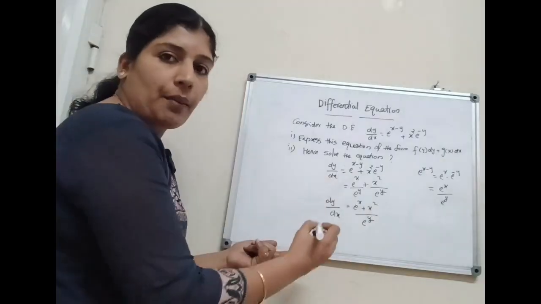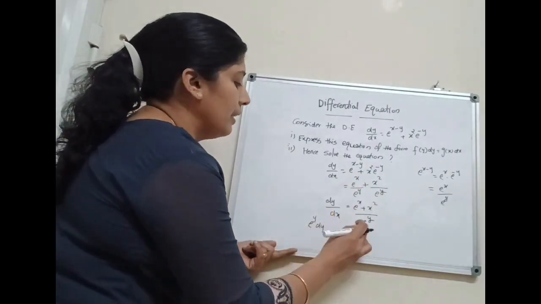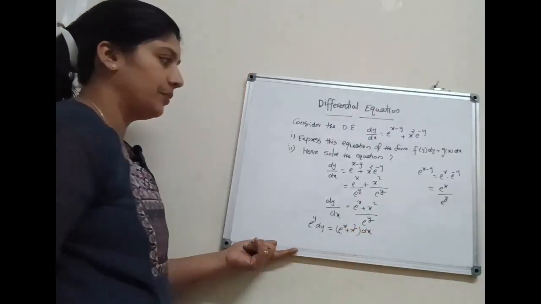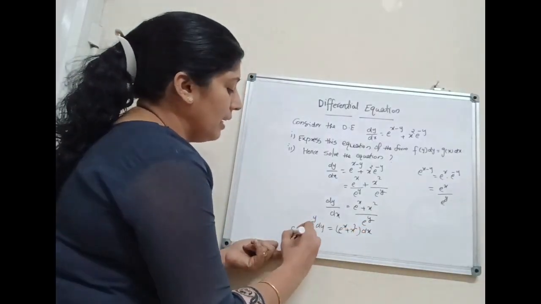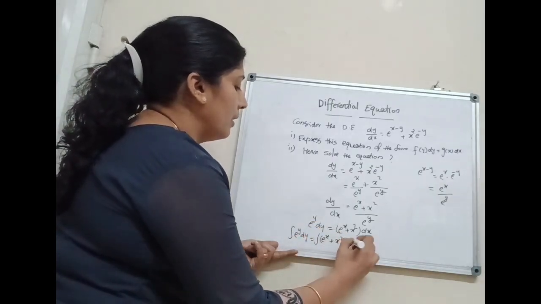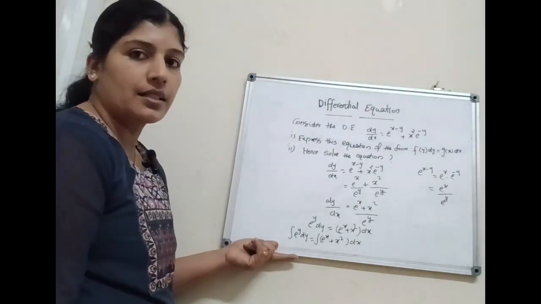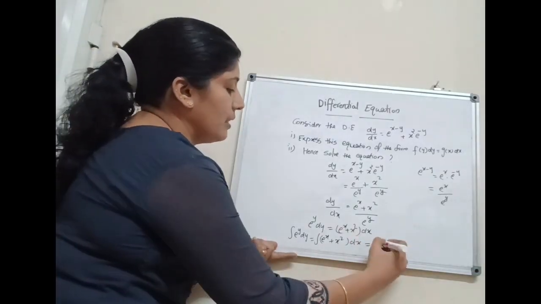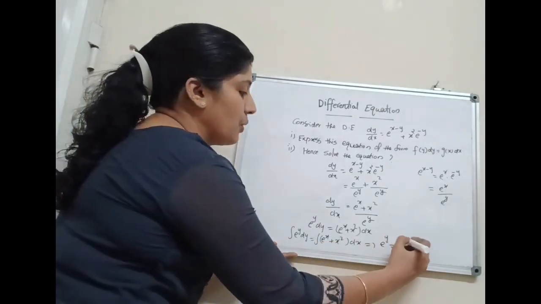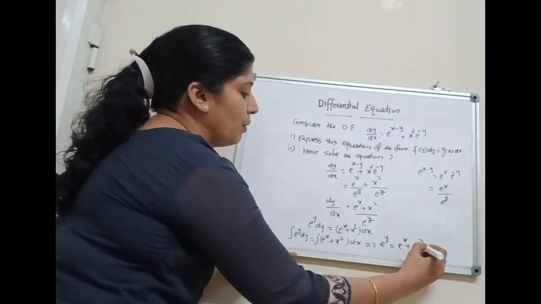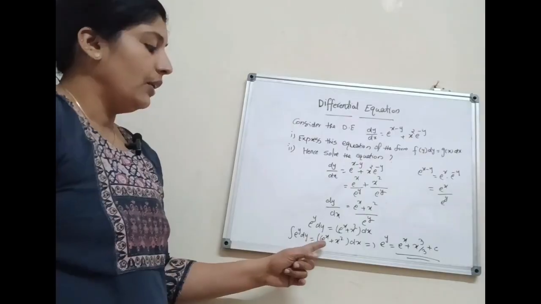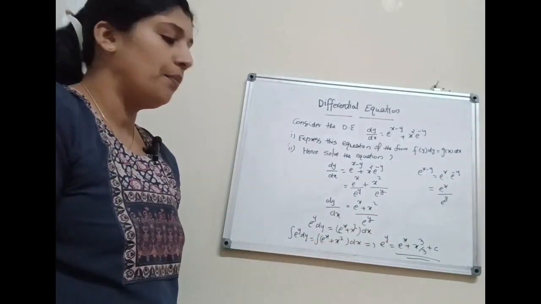Next, we have to separate the variables. That is e raised to y dy equal to e raised to x plus x square into dx. Integrate on both sides. Integral e raised to y dy equals integral e raised to x plus x square dx. That is e raised to y equals e raised to x plus integral x square, which is x cube by 3, plus c. That is e raised to y equal to e raised to x plus x cube by 3 plus c.